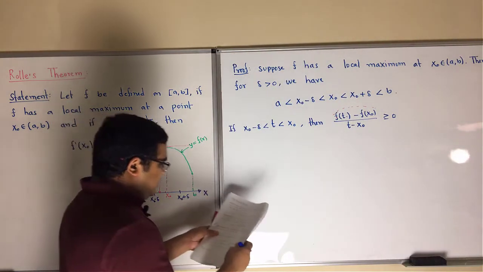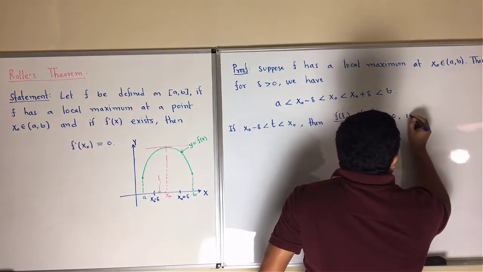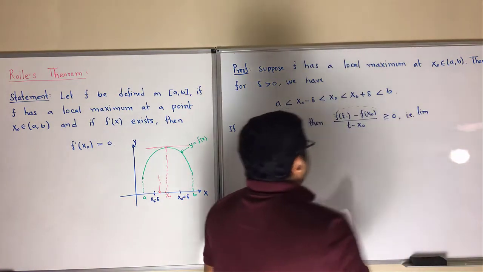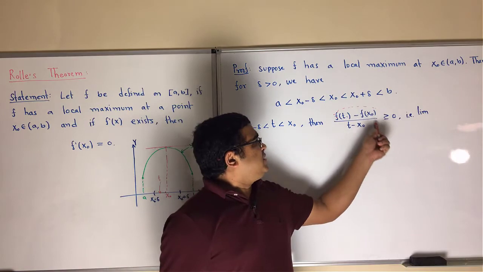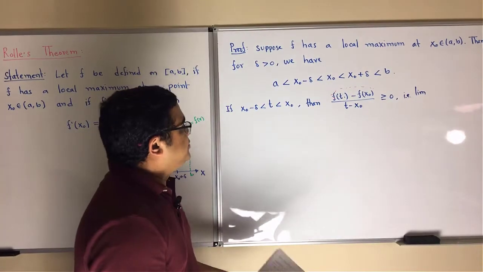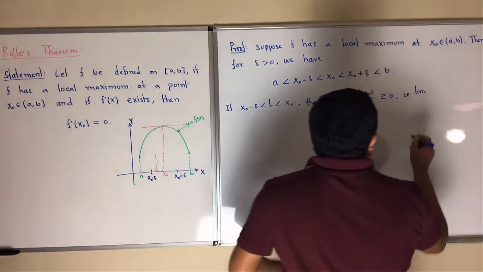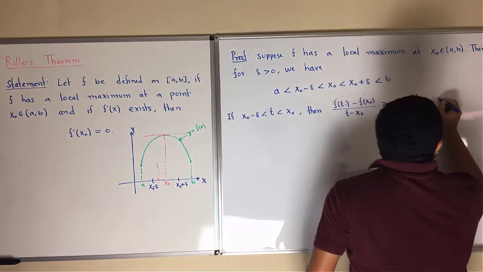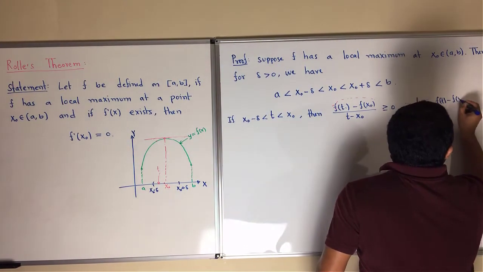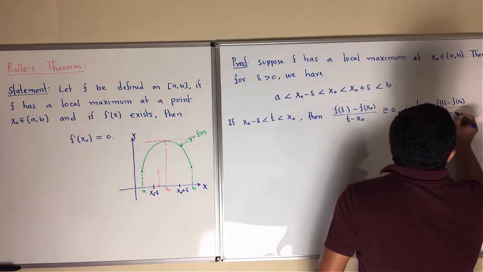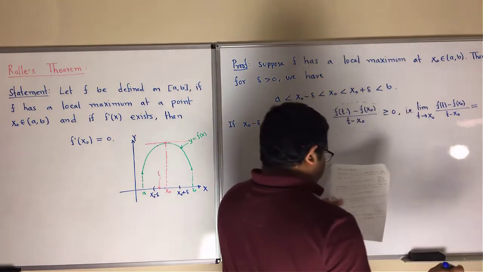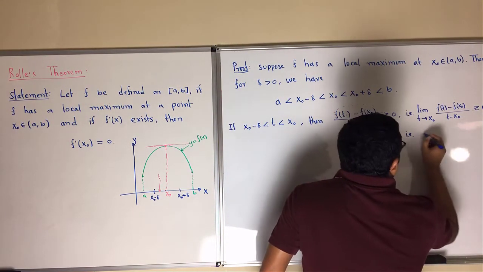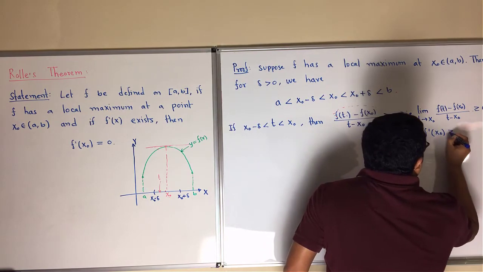Now if you take the limit, and if the function is constant then it would be 0. Then if you take the limit as t approaches x0, (f(t) minus f(x0)) over (t minus x0) is more than or equal to 0, that is, f'(x0) is more than or equal to 0.